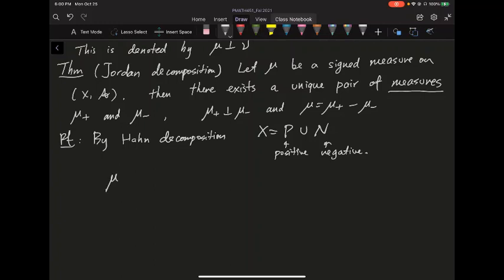Okay, so let mu plus of A be equal to mu of P intersect A, the A part and the P part, and mu minus of A is going to be mu of A intersect the negative part N. But this will give me something negative, so I need to put a minus sign in front of that.